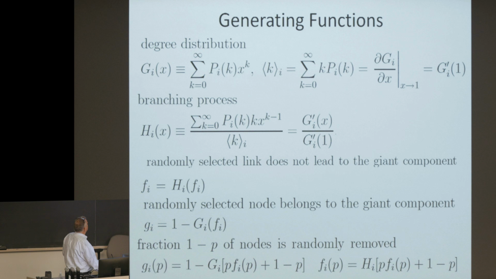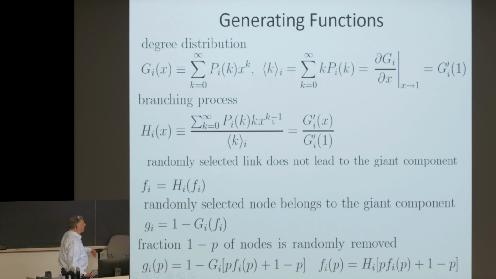And then there is a very simple way to create the generating function h of this branching process, which is the probability of a node times k, because you have this extra factor k to be connected to this node, times k-1, because it's only k-1 links coming out of this node. And you have to normalize this by dividing by the average degree. And the average degree is, of course, just the derivative of the original generating function computed at 1.